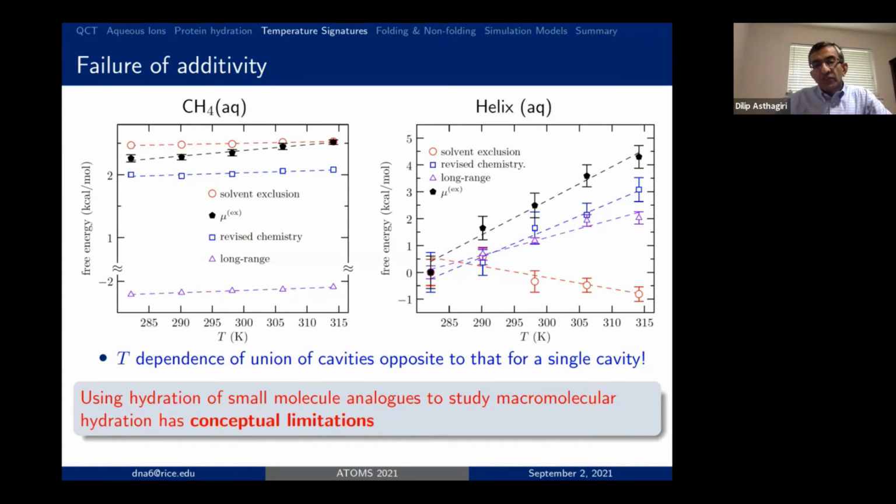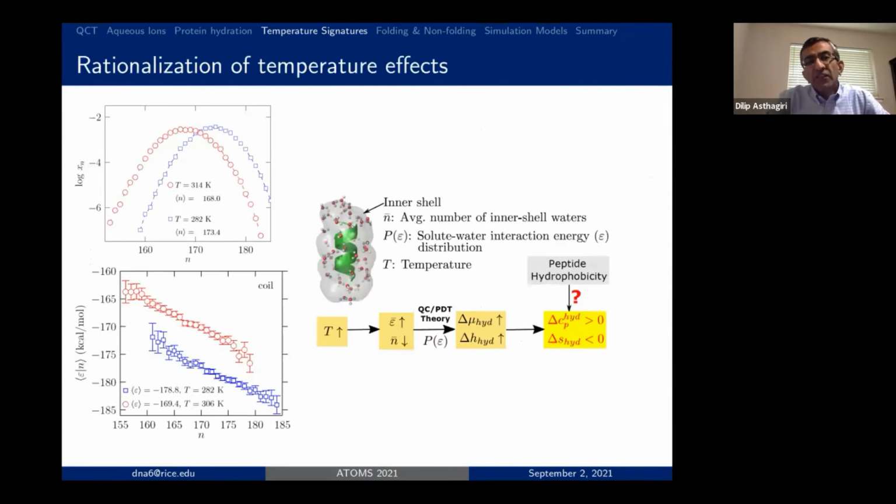So the first important conclusion you come to is that using small molecule analogs to look at the hydration of proteins will have conceptual limitations. So how do we rationalize the temperature effects, without having to appeal to models of water organizing and ordering in this way or that way? Once again, theory helps us in this regard. Theory asks us to look at the coordination distribution.